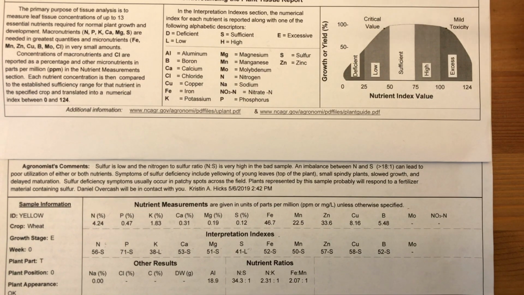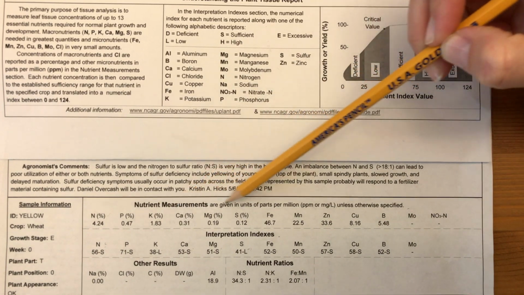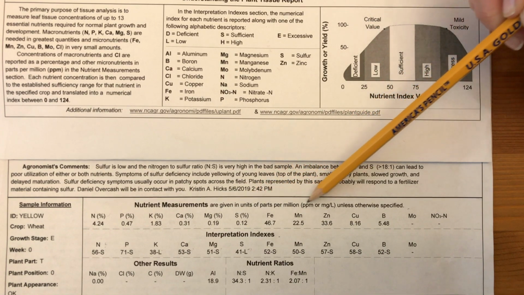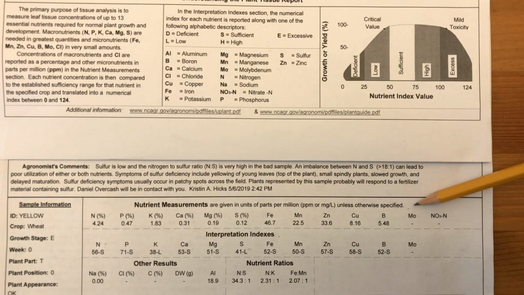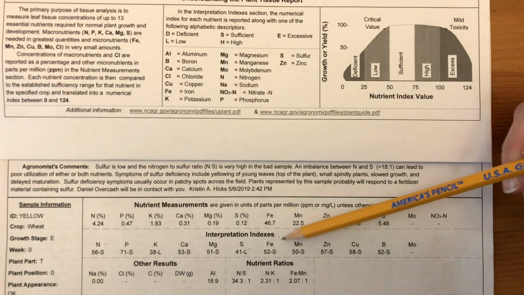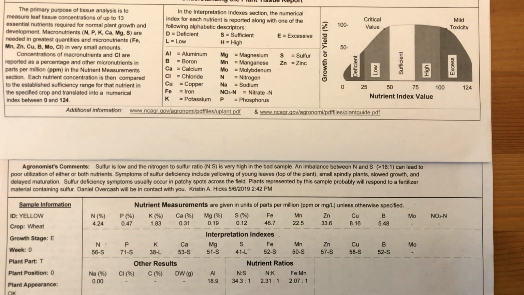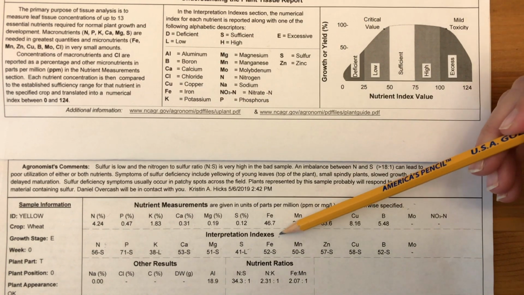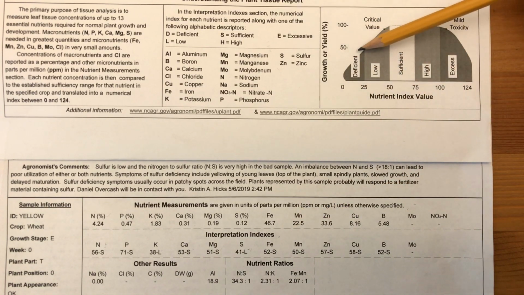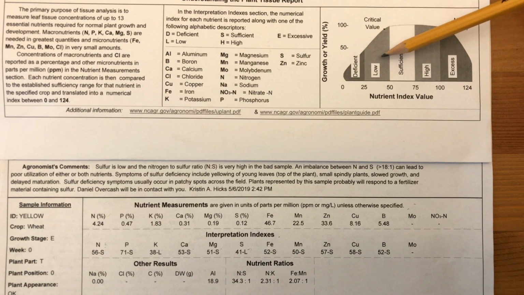So the first line you'll see is nutrient measurements, and it gives these nutrients in units of parts per million or percentages. For the most part, there's really not much to do with those numbers. It's a little confusing unless you really follow a lot of plant analysis reports. But the next line down, the laboratory gives us an analysis of whether or not these nutrients are sufficient. On the line that says interpretation indexes, we can see all of our nutrients, and they have varying letters next to them indicating whether that nutrient is deficient, low, sufficient, high, or excess.